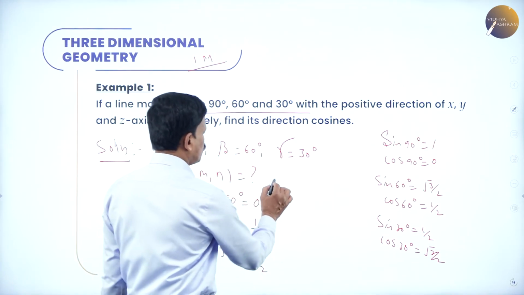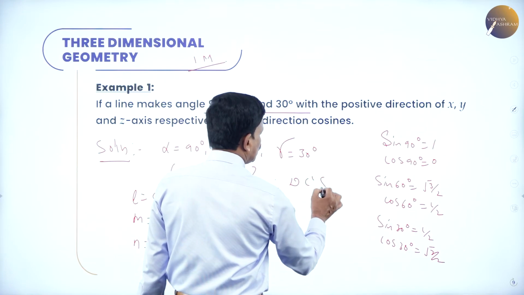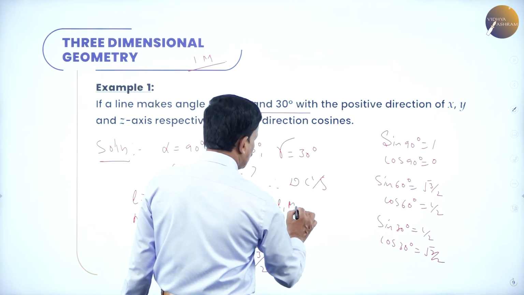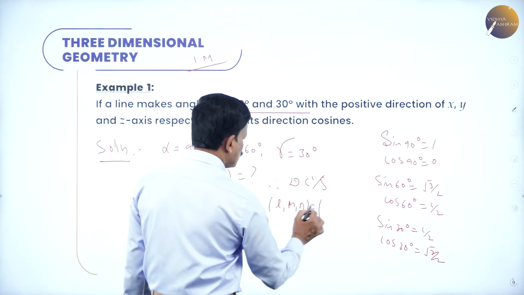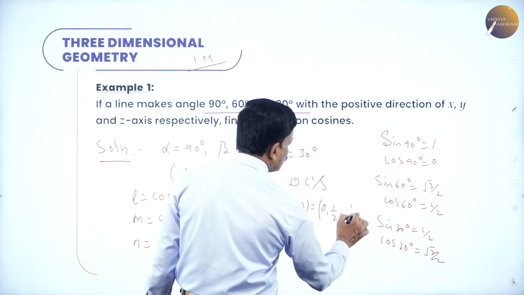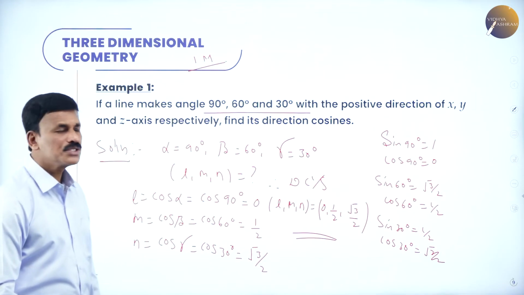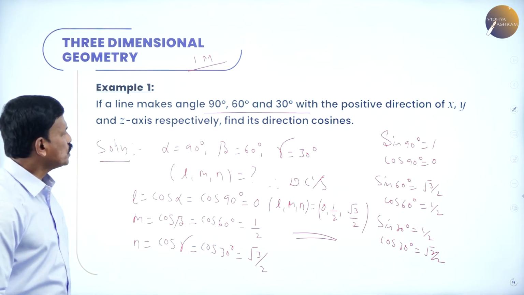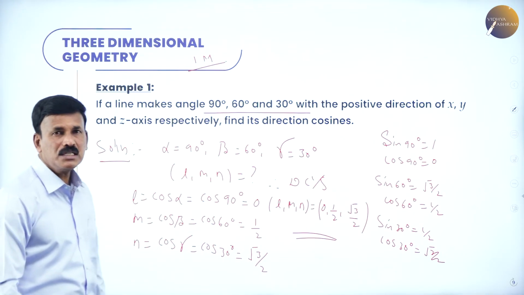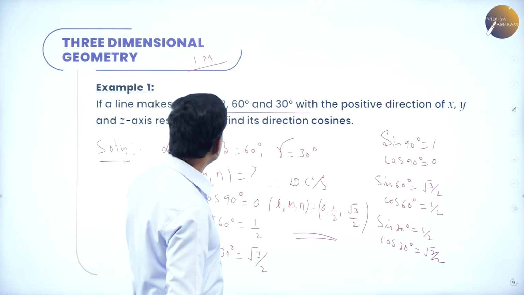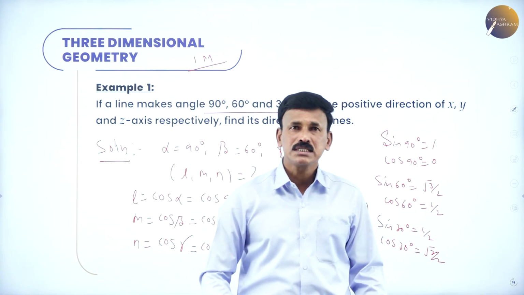So, therefore, the direction cosines L, M, N are 0, 1 by 2, root 3 by 2. These are the direction cosines. 0, 1 by 2 and root 3 by 2 are the direction cosines of a line if it makes an angle of 90 degrees, 60 degrees and 30 degrees.